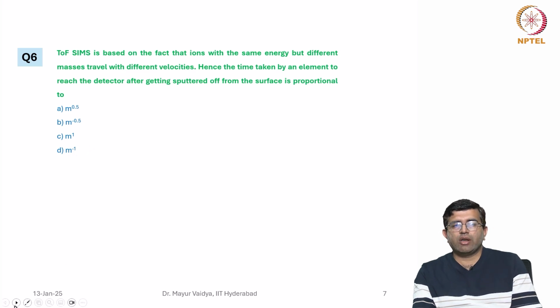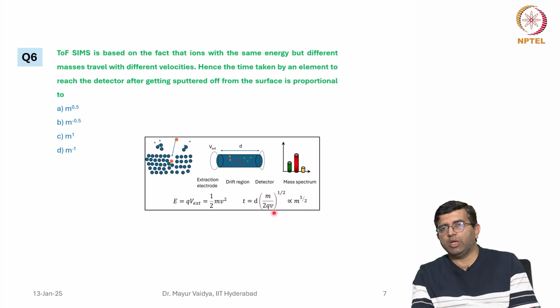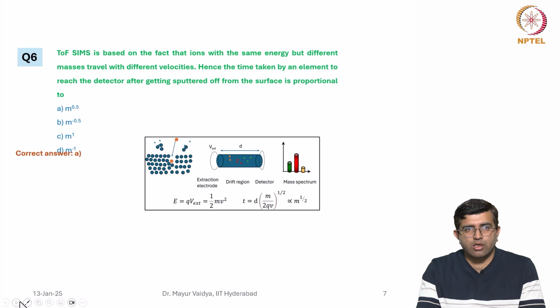So, that exact relation is determined by this conservation of energy equation, which gives that T is equal to D into root m by 2 q v. So, therefore, it is proportional to the square root of mass. So, the correct option is the answer A here.